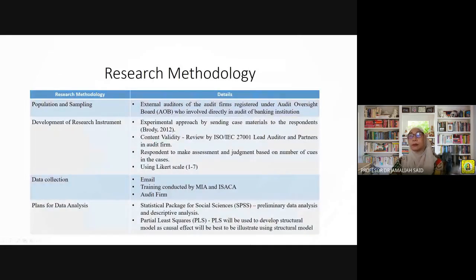You have to explain the population, the sample, how you develop the instrument, the measurement, how you collect the data, and how you are going to analyze the data. I know at this point you are not sure whether you are using SPSS, PLS, Smart PLS, SEM, or NVivo. There are so many software at this point. At least you have some general idea of the kind of software that you are going to use.